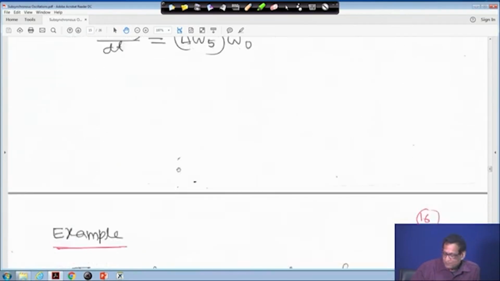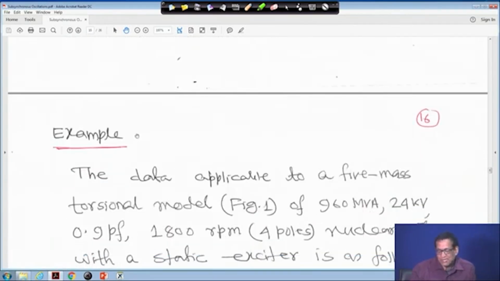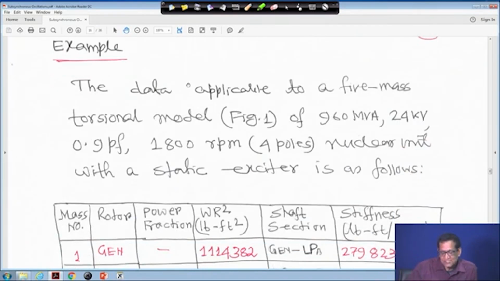Now we will take one example. The data applicable to a 5 mass torsional model, that is your figure 1, where we have considered 5 masses, of 960 MVA, 24 kV, 0.9 power factor, 1800 rpm, 4 poles, 60 hertz. So it is 1800 rpm, nuclear unit with a static exciter, is as follows.